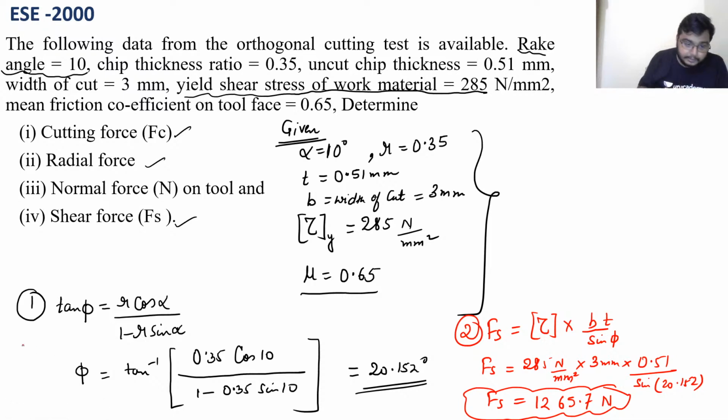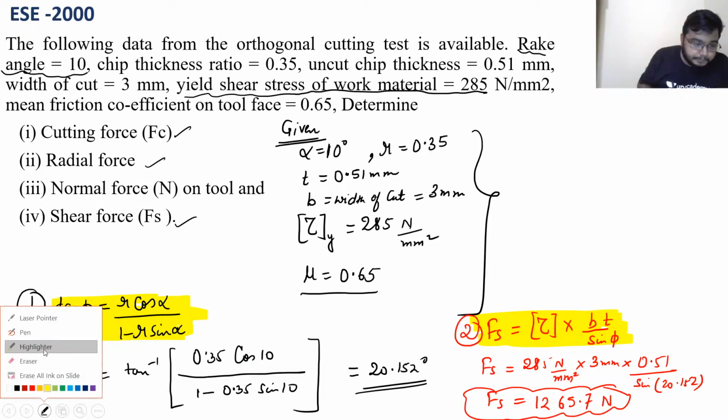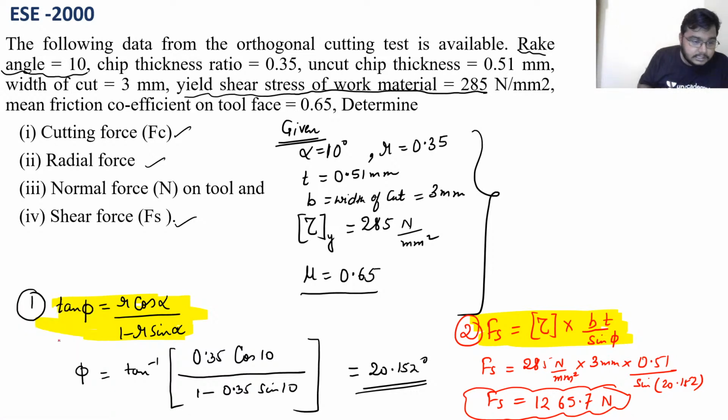1265.7 Newton. So first step is this: first find phi, then find Fs. Clear? Then the value of Fs is this. No one is giving me the answer. I have checked again. Okay, no problem.